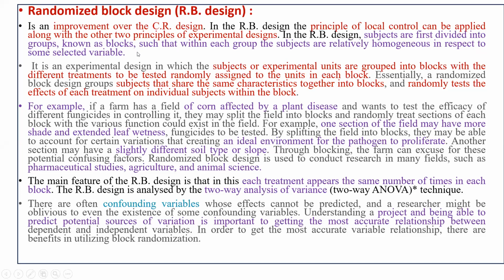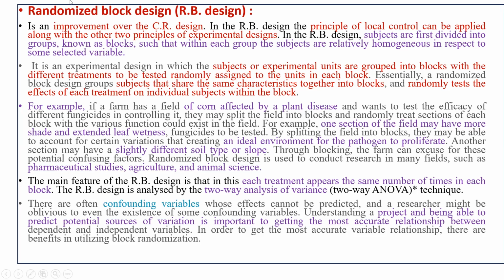That is, the next part is the randomized block design, that is RB design. So, in this particular design, it is again an improvement over CR design, which we have seen in the last lecture, the completely randomized design. In RB design, its principle is the third point, that is local control. And with local control, the other two principles, that is randomization and replication, are all applied in this particular design.